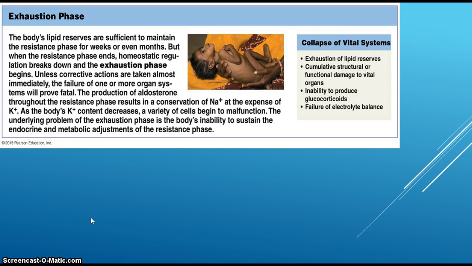suppression of the immune system, ulceration of the GI tract, failure of the beta cells of the pancreas, meaning that insulin cannot be produced. The effort to conserve sodium and maintain body fluid balances causes the loss of potassium, leading to action potential failure of both the nerves and the muscles. Exhaustion phase ends upon death.